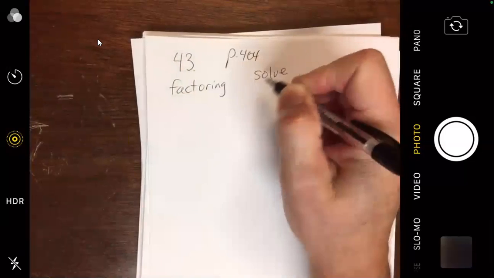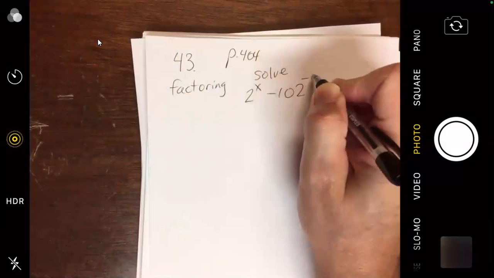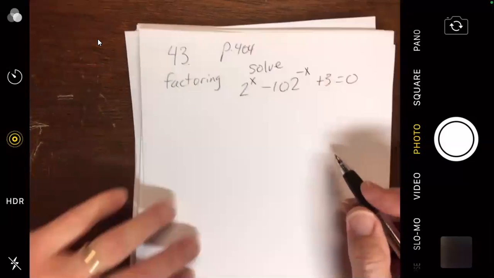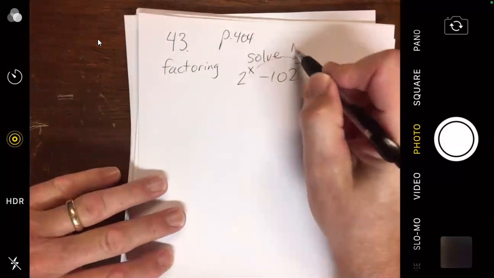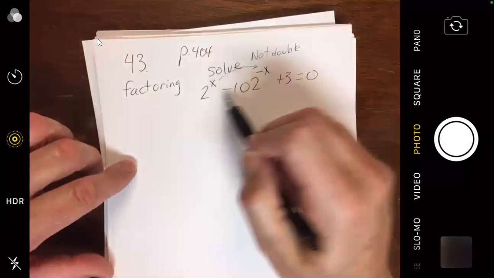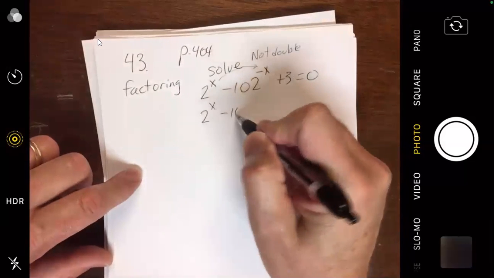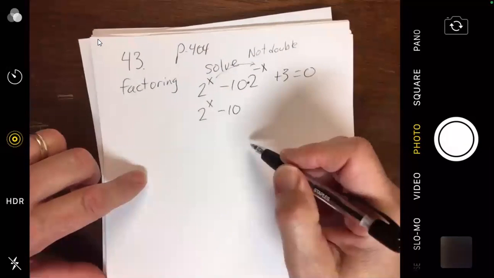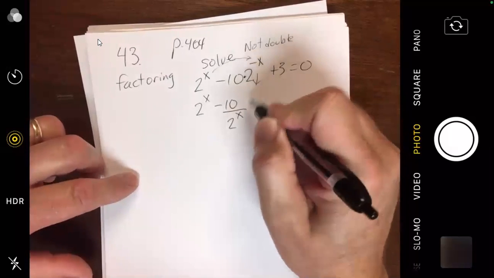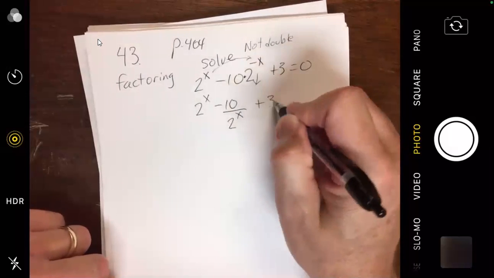Solve 2 to the x, subtract 10, 2 to the minus x, add 3. If you notice, this 2 to the minus x is not double, so it's not a direct quadratic form. Let's write it: 2 to the x minus 10. That's not 10 to the 2, that's 10 times 2 to the minus x. And we're going to put the 2 to the minus x on bottom, which becomes 2 to the x. When you switch levels, the power changes sign, plus 3.